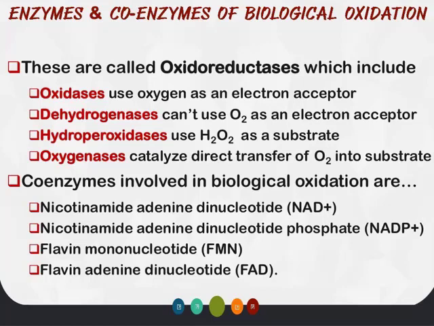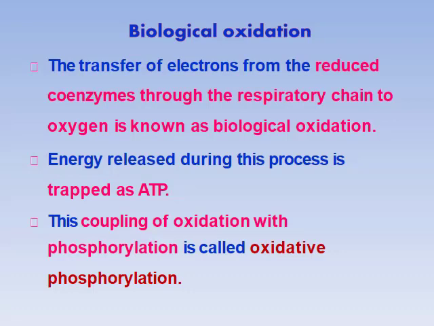At the same time, we have four sets of coenzymes. These are NAD+, NADP+, FMN, and FAD. Now, as I've already mentioned, the process of biological oxidation and oxidative phosphorylation is a coupling process. That is, they will work simultaneously as a couple.